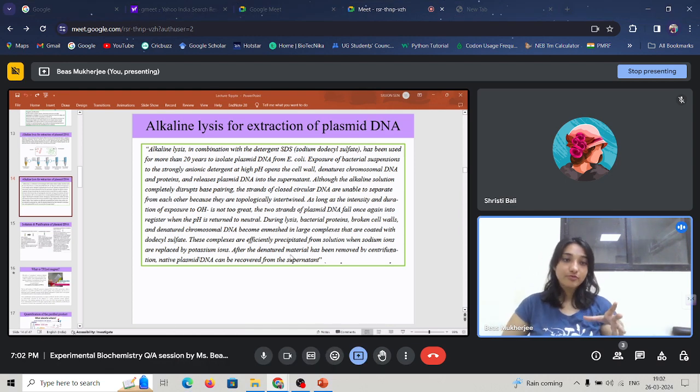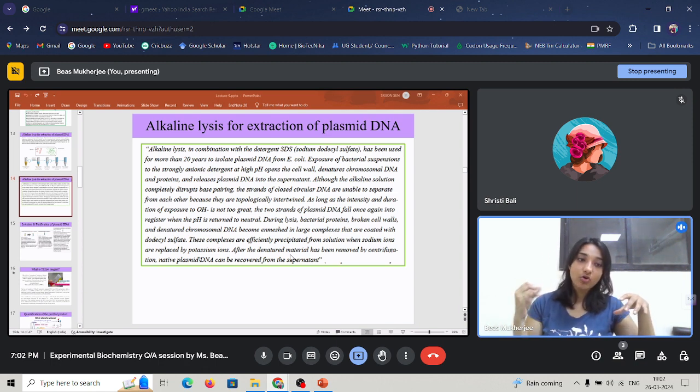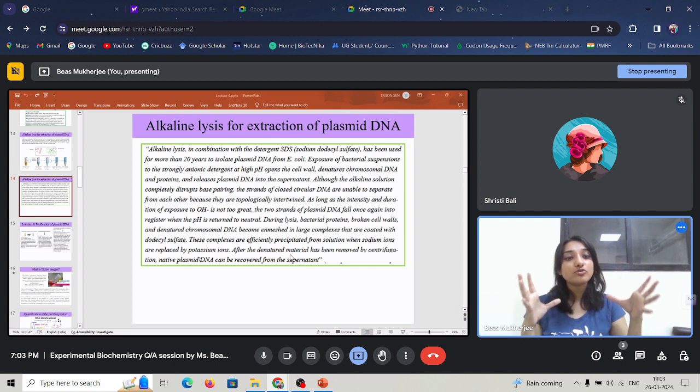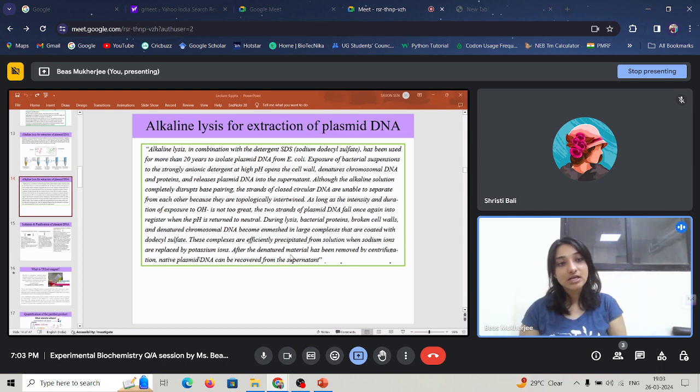Right, so I hope you've understood what happened here. Basically we are adding detergent, sodium dodecyl sulfate, and we are adding NaOH. Both of these are going to completely denature all DNA and all proteins. Since the bacterial chromosomal DNA is huge, when the two strands get separated, they are far from one another. Then we add the neutralizing buffer, so basically the pH is returned to normal.